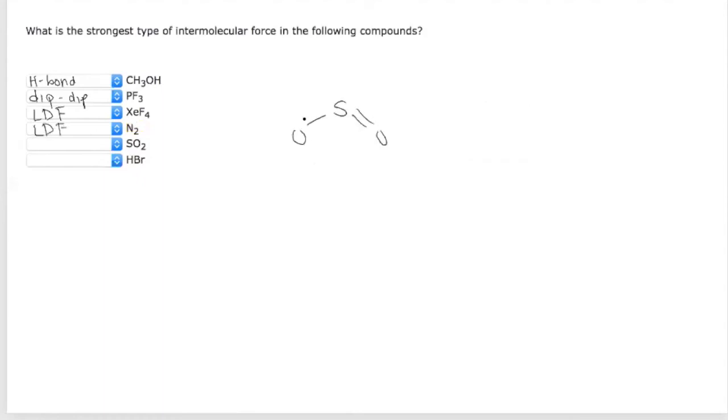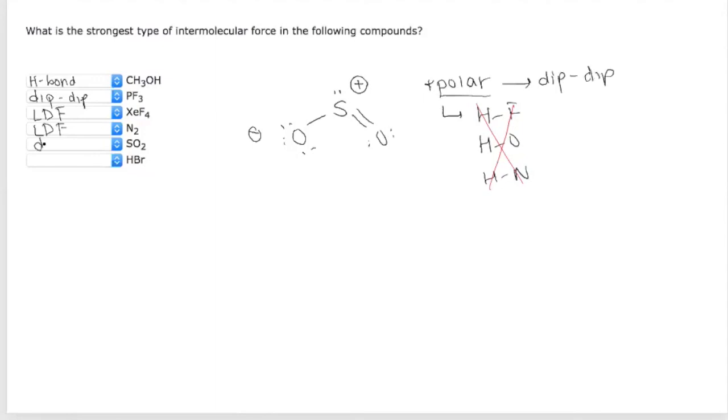Moving on to the next one, SO2. If we were to draw the Lewis structure of SO2, there's a resonance structure, but I'll just draw one of them. We notice its bent shape. You know that things that are bent have that lone pair there. This is typically a polar molecular shape. We know it's polar, so we have to ask ourselves, are there any HF, HO, or HN bonds? Well, there's not even any hydrogens here, so that's a no to all of those. And so this is just a polar molecule with no hydrogen bonding. That means the intermolecular force is just dipole-dipole interactions.